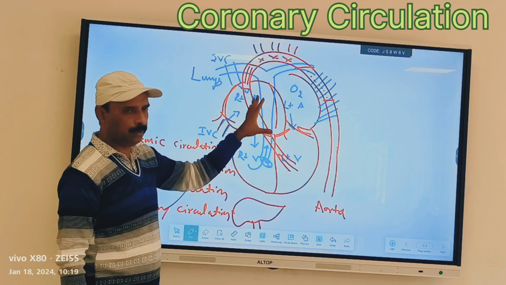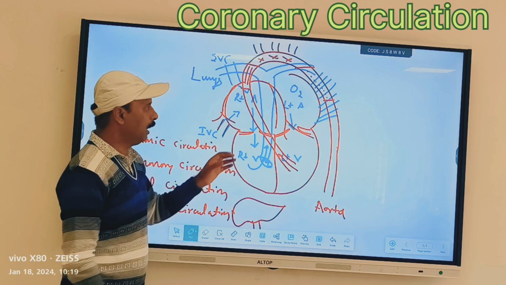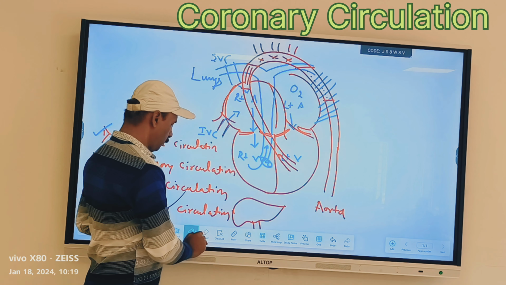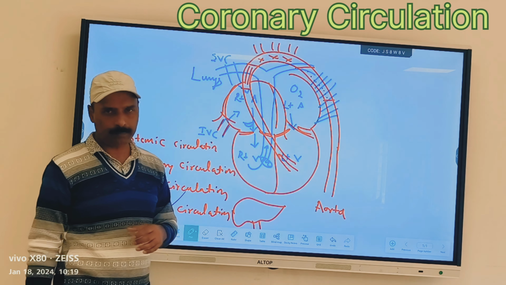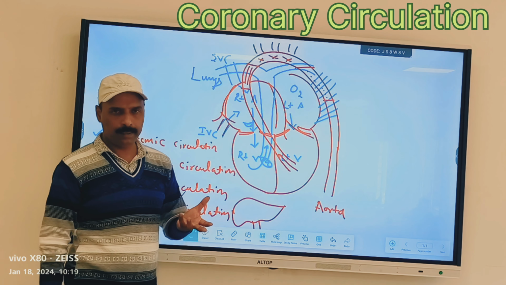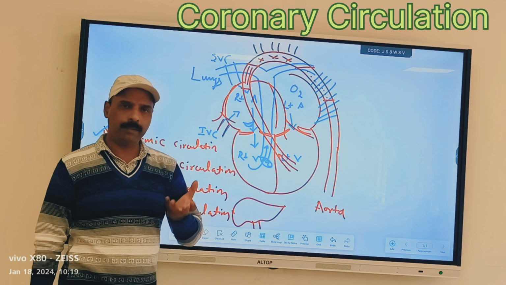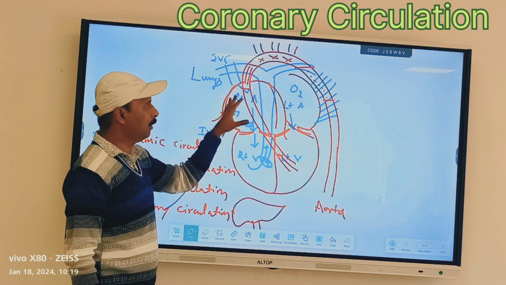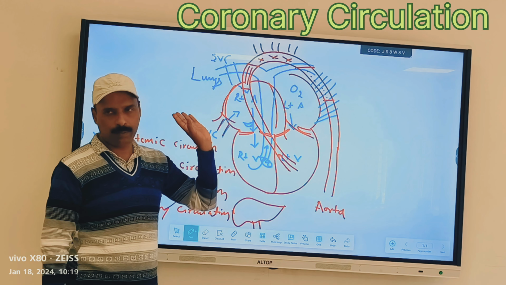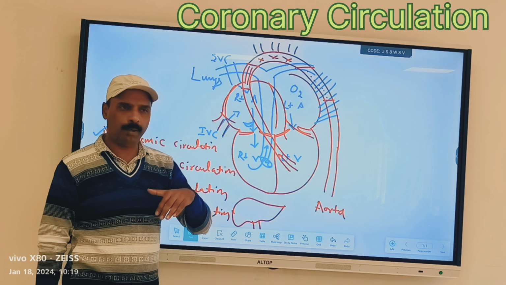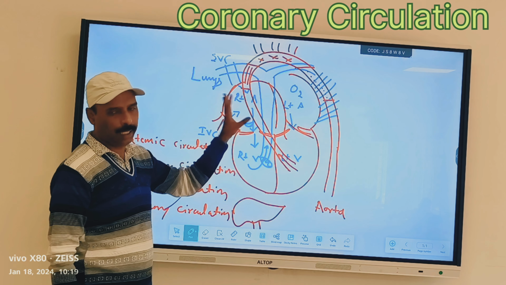And whatever oxygenated blood reaches the heart tissue is brought back to the venous opening. Here we have the coronary sinus. What is this coronary sinus? It is an opening inside the right atrium where the deoxygenated blood of the heart comes into the right atrium. So the coronary arteries supply blood to the heart, and the venous blood of the heart is brought by the coronary sinus into the right atrium.